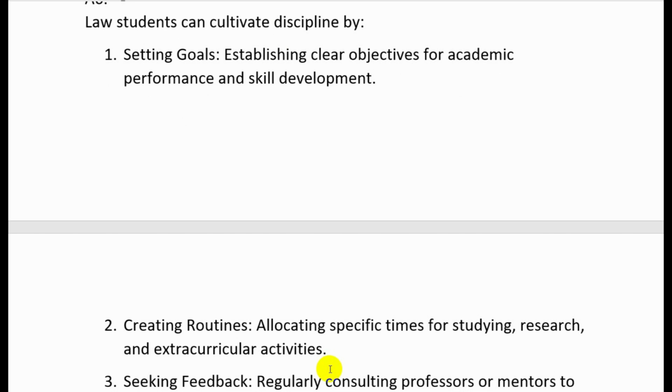Creating routines. This is also useful for our academic performance as well, not just our future practice. Creating routines, allocating specific times for studying, research, and extracurricular activities. All of these are important. Just studying is not enough. One has to do research, read case laws, go to different courts, see how lawyers argue, and so on. Or maybe in our vacation time, we can do an internship in an advocate's office and see how things work out, or read up on different case laws, landmark case laws, and so on.